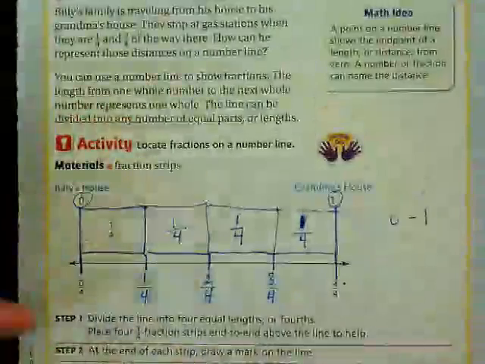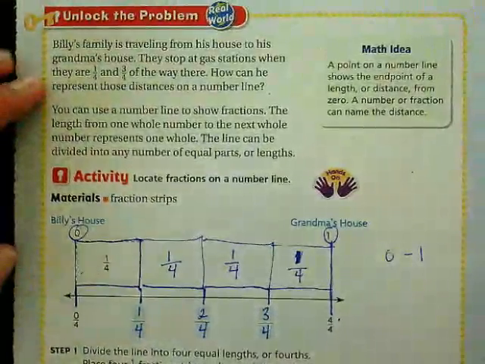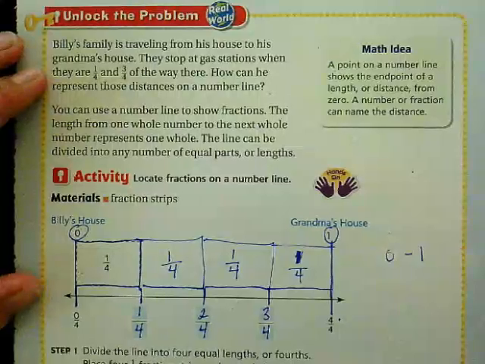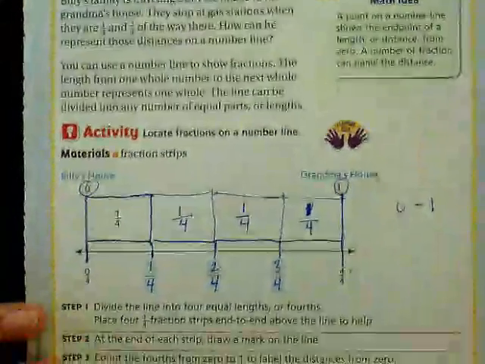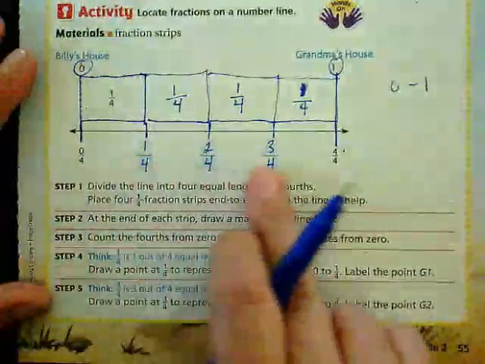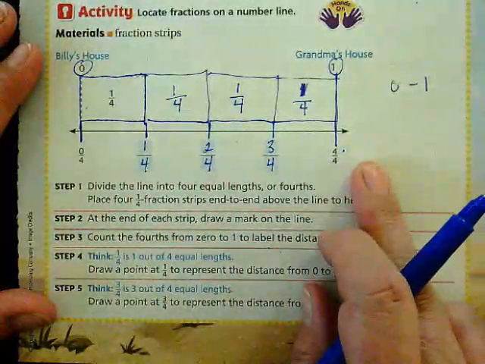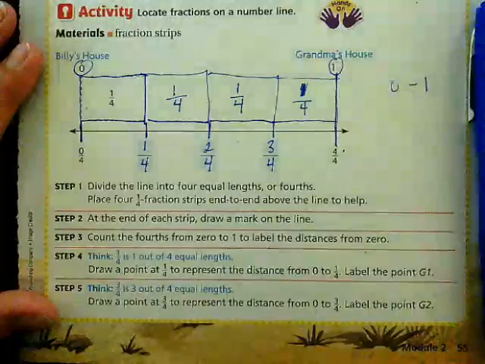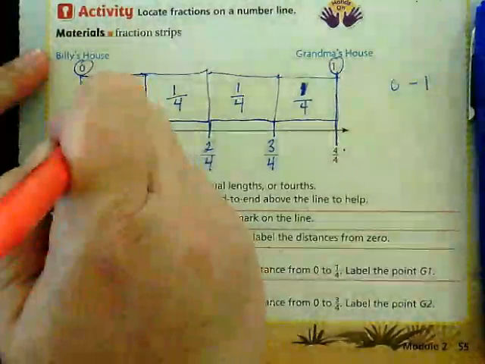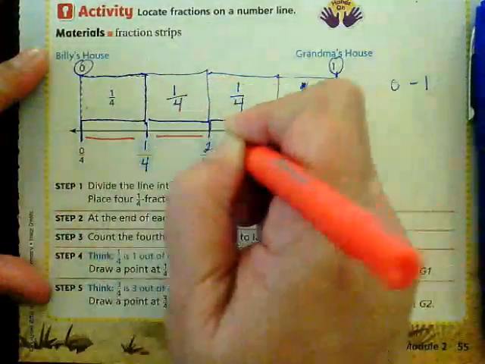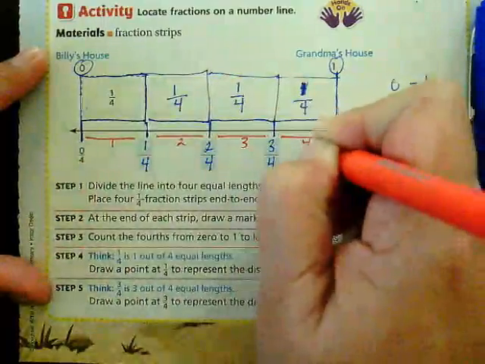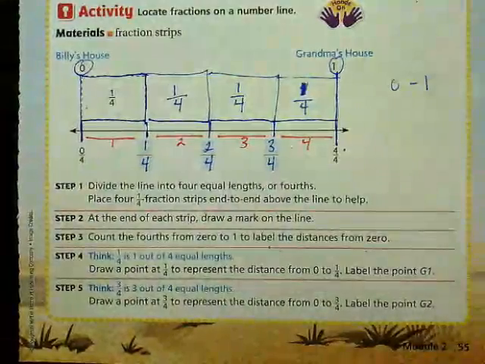Okay, so let's go back to our problem. It says they stop at gas stations when they are 1/4 and 3/4 of the way there. How can he represent those distances on a number line? Okay, so we have just represented the numbers on a number line. We've broken from 0 to 1 into 4 pieces. Let me grab a different color and I'll show you what I mean. I have 1, 2, 3, 4 parts to my number line. Okay?